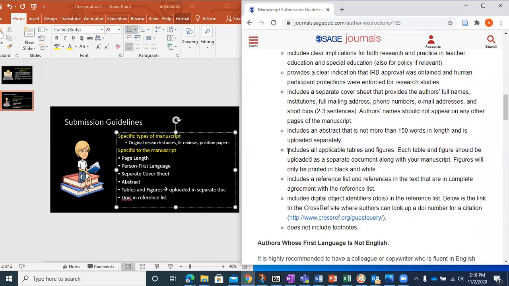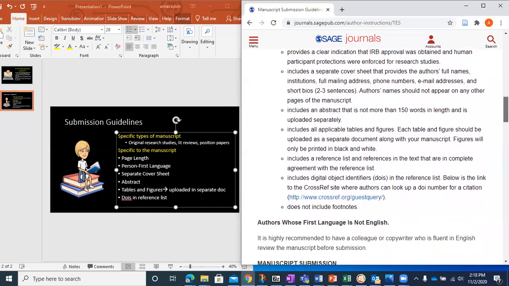For tables and figures, you are not going to include your tables and figures within the manuscript. Within teacher education and special education, it's looking specifically at a separate document for tables and figures. And specifically, figures will only be printed in black and white.